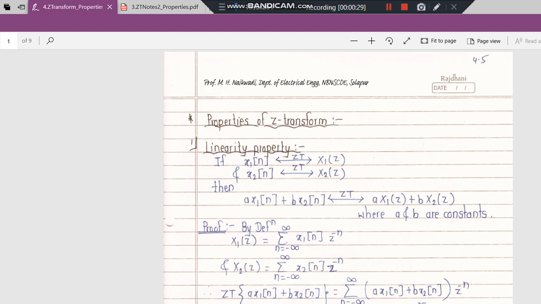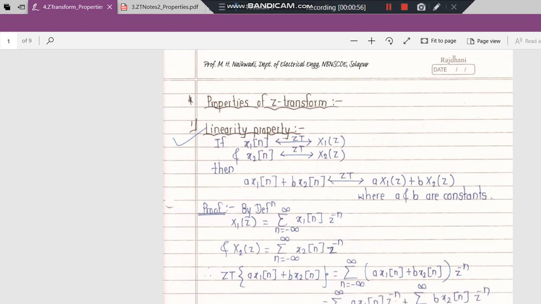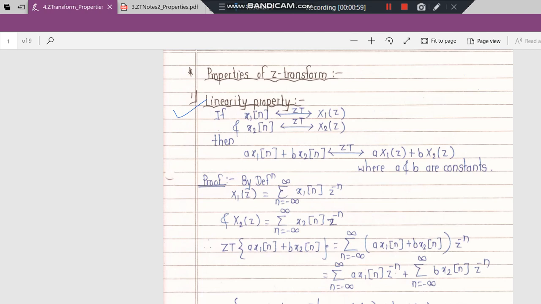Basically, the properties are the characteristics of any transform, and by having a knowledge of these properties we can simplify the complex numericals. In this fashion we try to understand the different properties which are satisfied by the Z transform. The first is the linearity property. The linearity property is a simple property which states that for a linear combination of the input signals, the Z transform will also produce a linear combination.